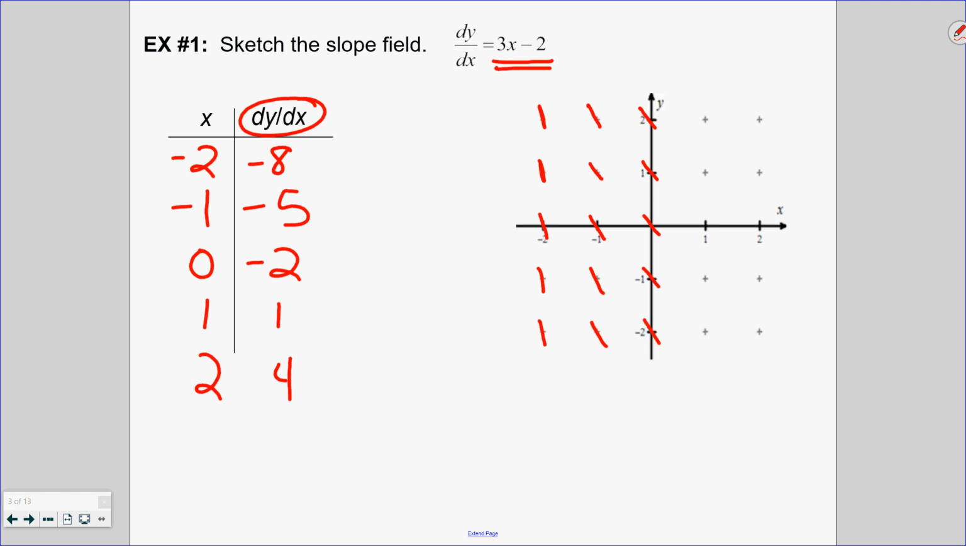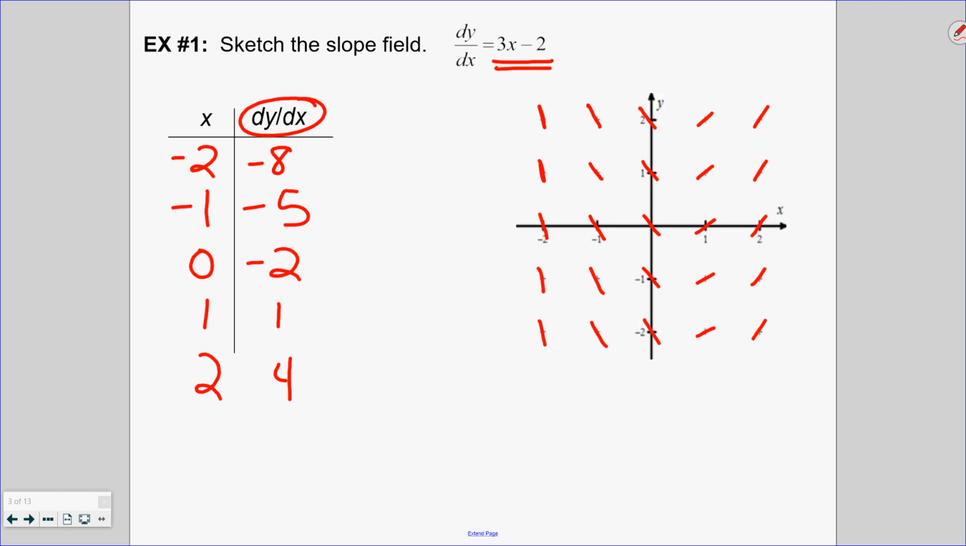And then at 1, we have a slope of 1. So 1 would be going right through 45 degrees. So we just draw that. When x is 1, there's my little segments. And then when x is 2, we have a slope of 4, and 4 would be much more slanted, so we're going to make those much steeper. So there's a slope field.